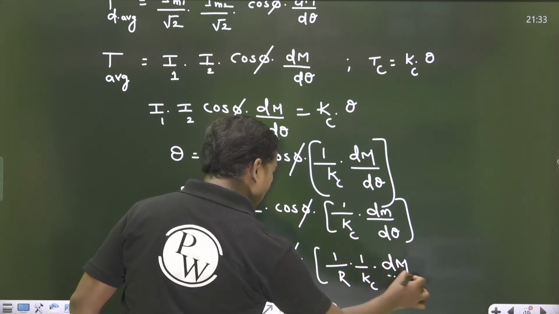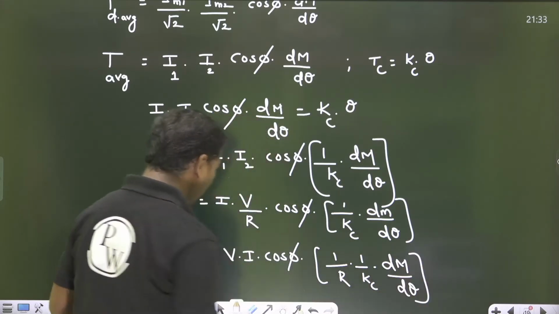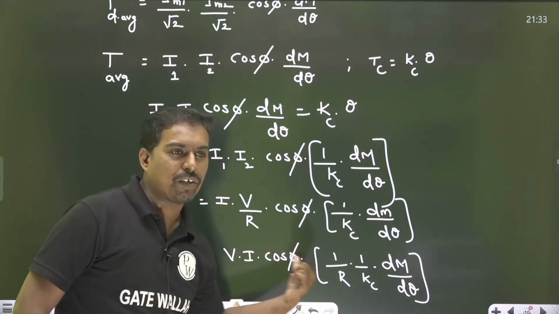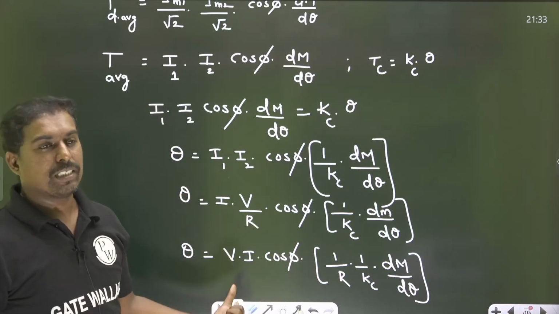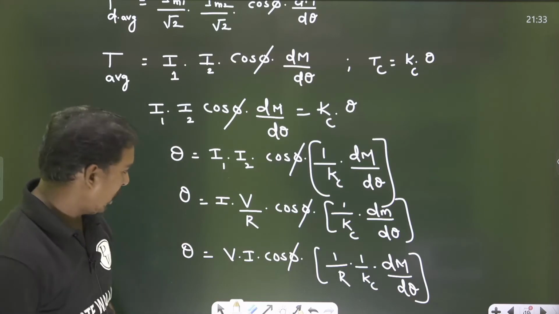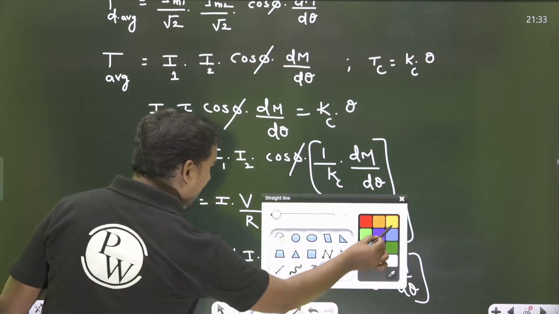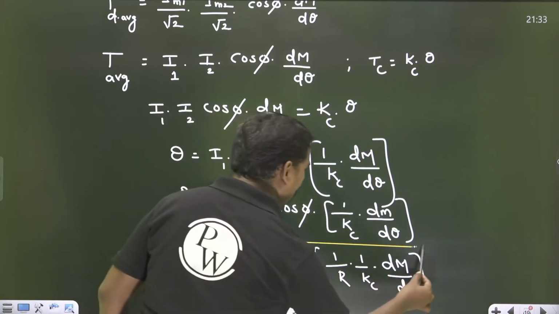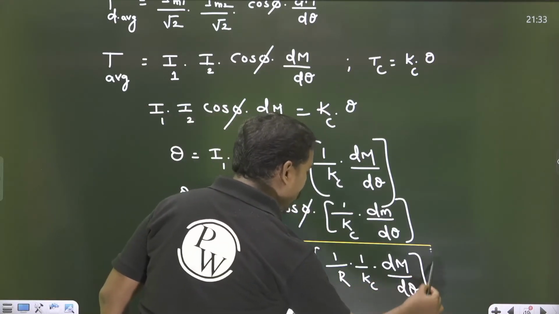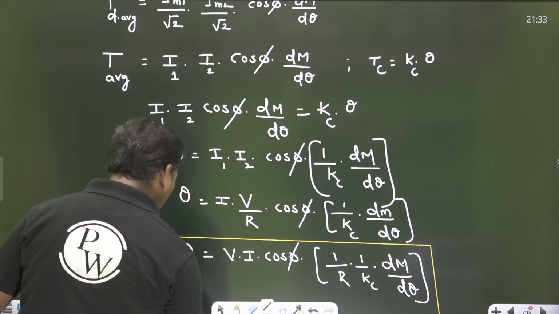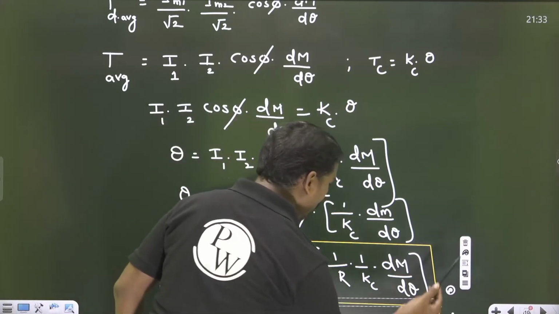Which is nothing but the deflection is proportional to the average power. VI cos phi is the average power. So this is the expression you have to remember. But for this, a small adjustment has to be done. Otherwise, how will this particular voltage come here? To get the voltage across that potential coil, we have to attach something.